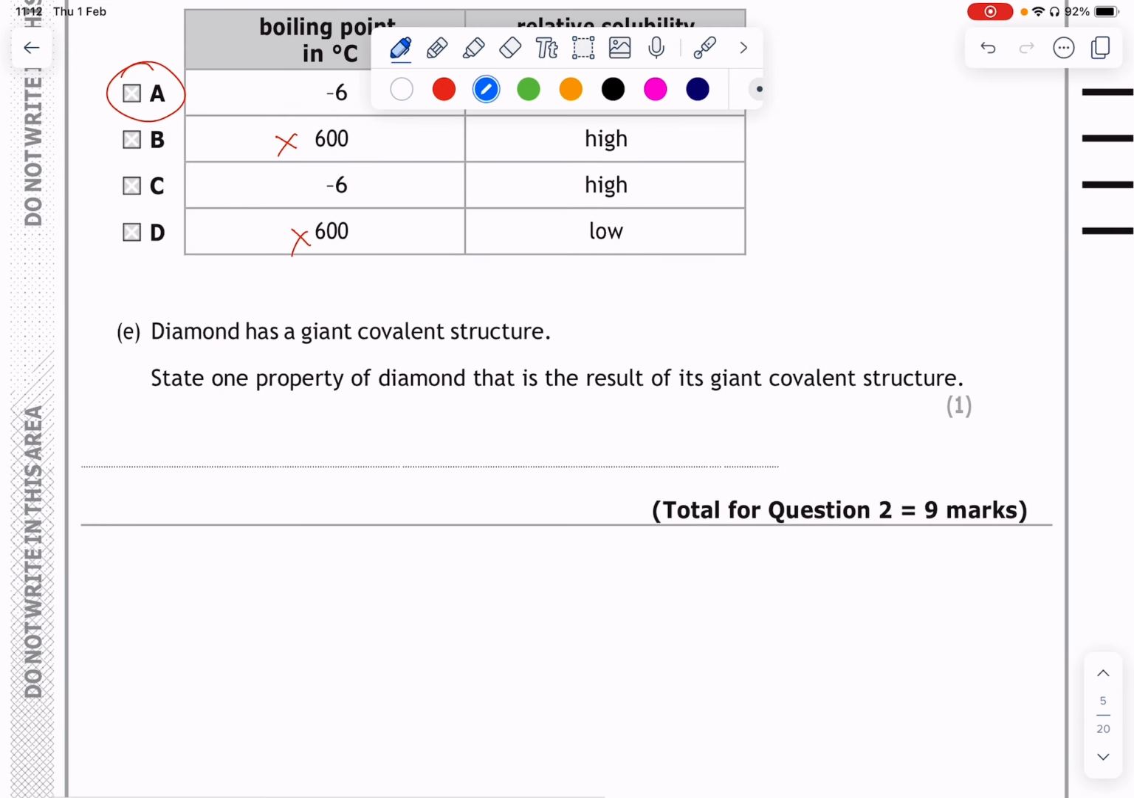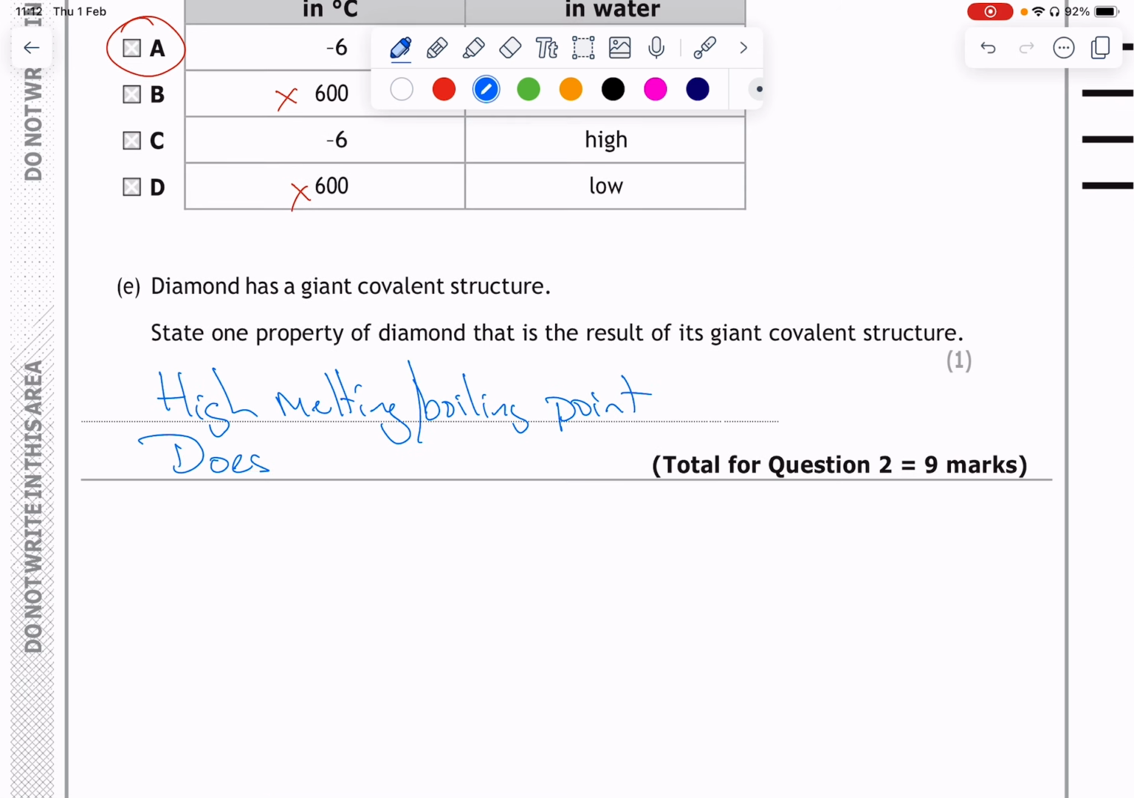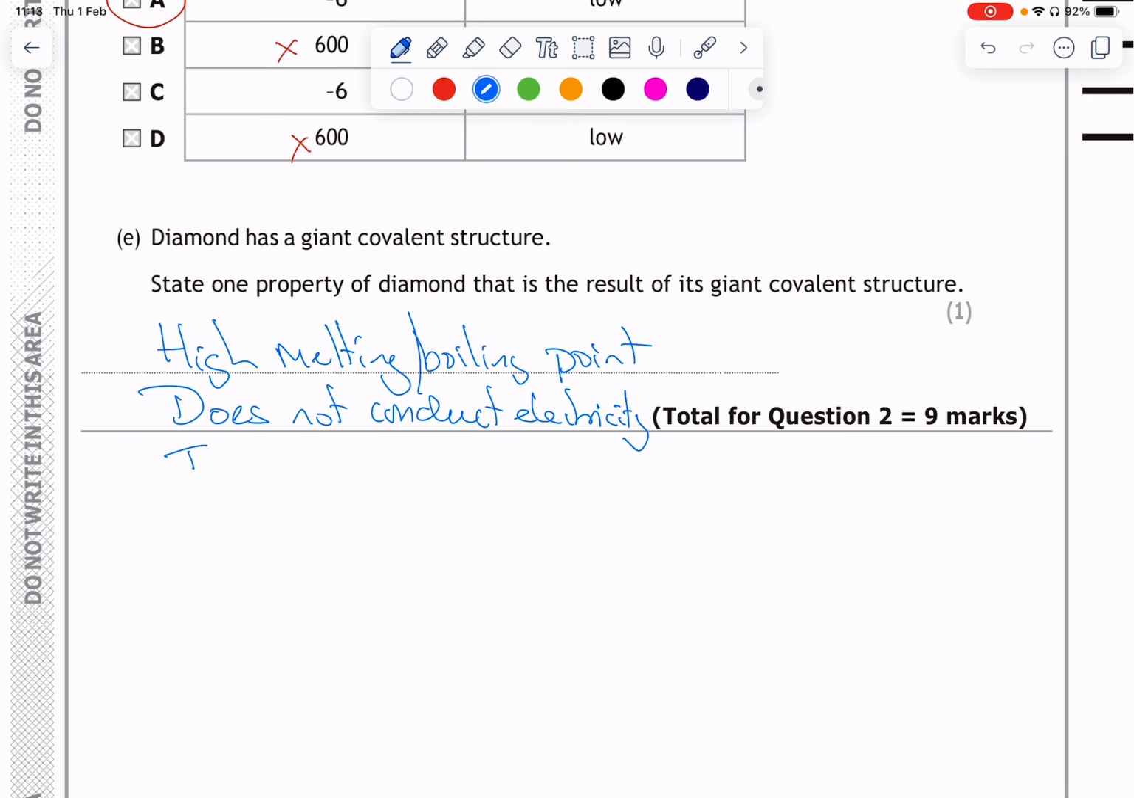Next question, diamond and graphite have a giant covalent structure. State one property of diamond that is a result of this giant structure. So there's a list of things we could say. We could say it's got a high melting boiling point. We could say that it does not conduct electricity. We could say it is insoluble in water. You don't have to put one in, but they would be good answers to include.